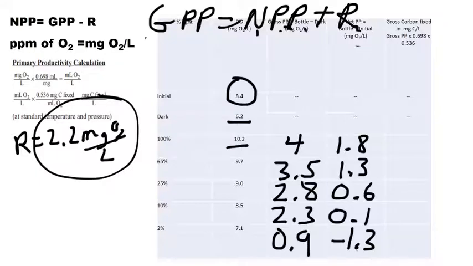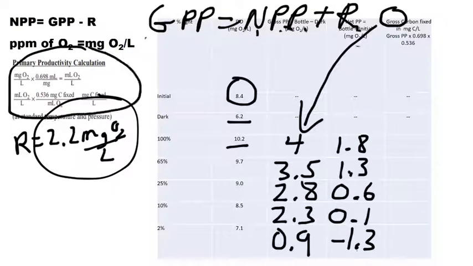Now the final calculation is to calculate the gross carbon fixed. So again, it's asking for gross. So if we're going to calculate the gross amount of carbon fixed, we need to look at the gross amount of oxygen, the gross primary productivity. And again, to make these calculations, we have to use these equations from our AP formula sheet.